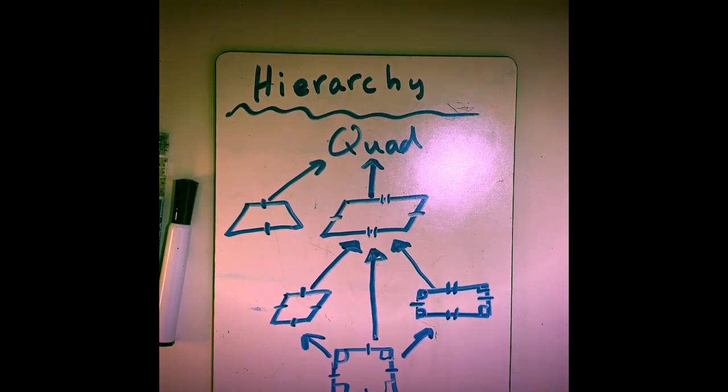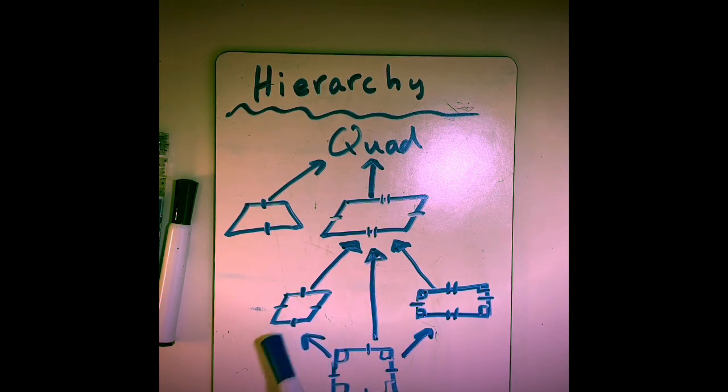So for instance, as a rectangle has 4 right angles, and a square also has 4 right angles, a square can be a rectangle, but not all rectangles can be squares. Why? Because a square has 4 congruent sides, and a rectangle does not.